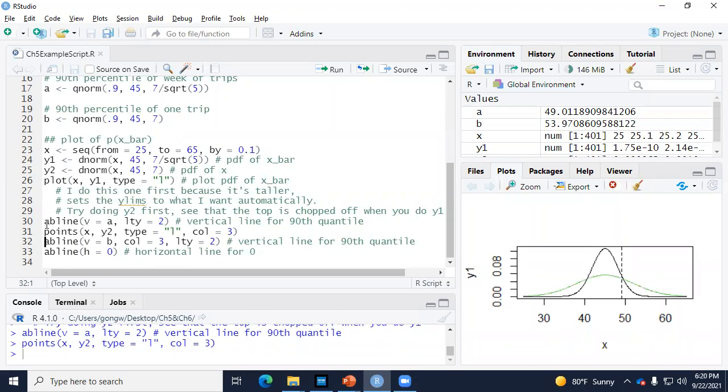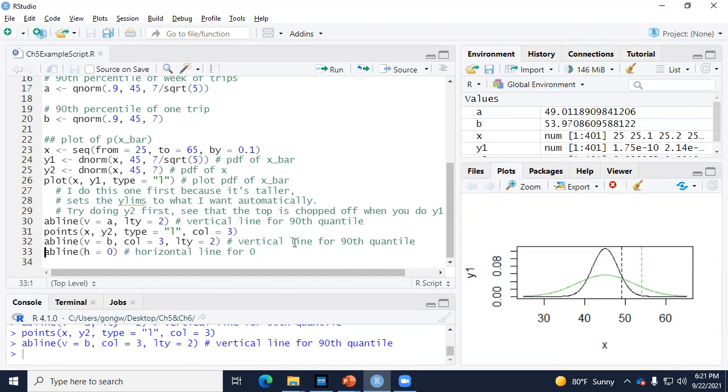And the second line, which is in blue color, I'm plotting the PDF of X. So this is the PDF of X, where you see it has a wider spread because the standard deviation for X is larger than the standard deviation of X bar, because it has a square root underneath for the X bar. So this is a PDF for the X bar, and I add the 90th quantile for this X bar.